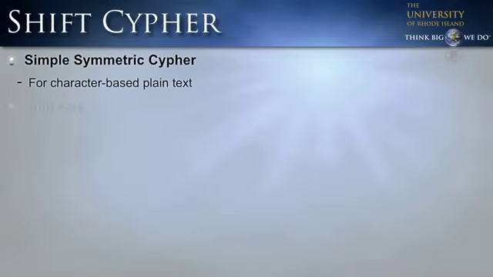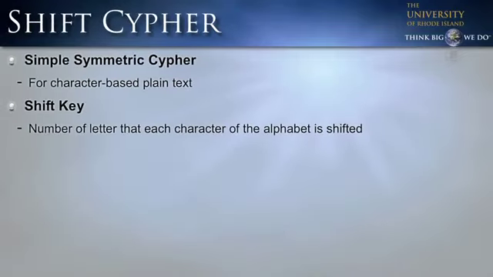First, let's look at the shift cipher. It's a very simple symmetric cipher. In other words, the same key is used to encrypt the data as is used to decrypt the data. This is sometimes called the Caesar cipher. The key for this cipher is the number of spaces that we're going to shift each letter in our alphabet.